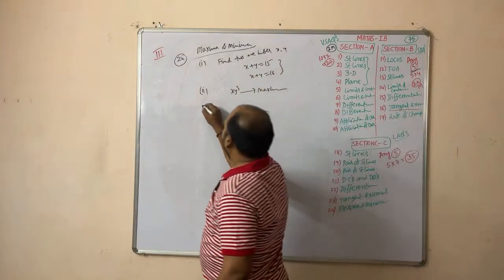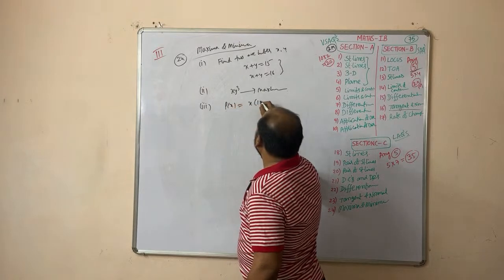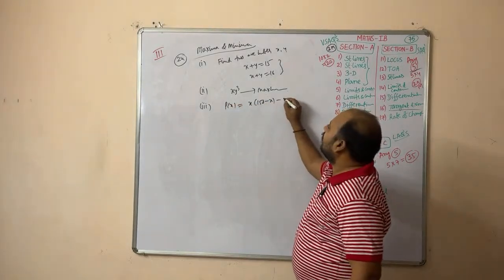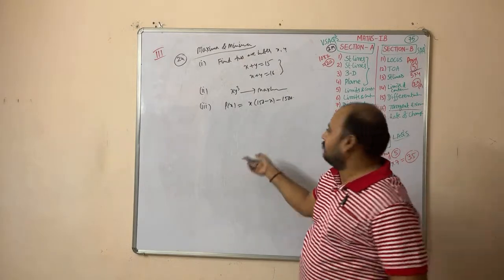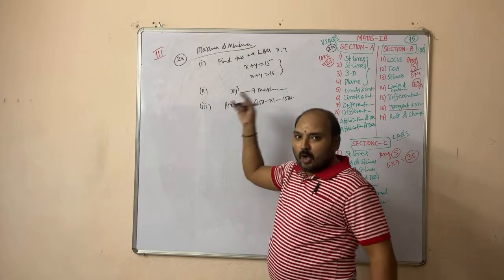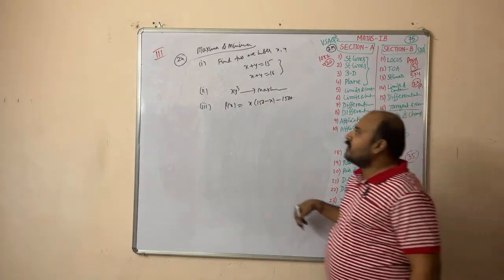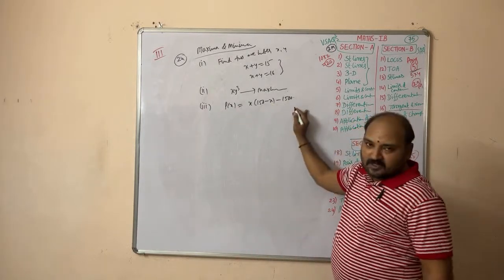And in the same category, the profit function, P of x equals x into 150 minus x, like this, minus 1500 or 1000. Find the maximum profit. This type of question. In the last exercise, application of derivatives, maximum and minima, 10g or 10h, the last exercise, P of x. These are the first possibility.